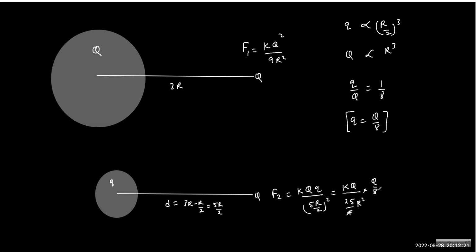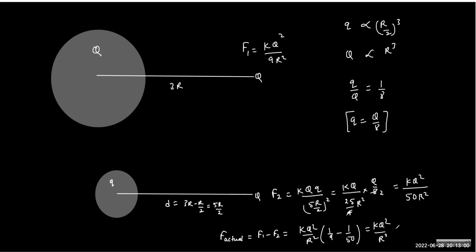So K Q square by, it turns out to how much? 50 r square, right? Tell me if I'm wrong in calculation. So the net force, the actual force, will be how much? F1 minus F2, sorry. So K Q square by r square, and I'll write 1 by 9 minus 4 by 25. Whatever it is, I don't care.